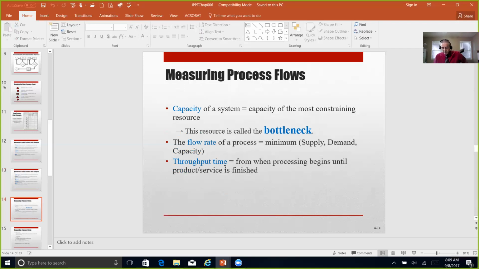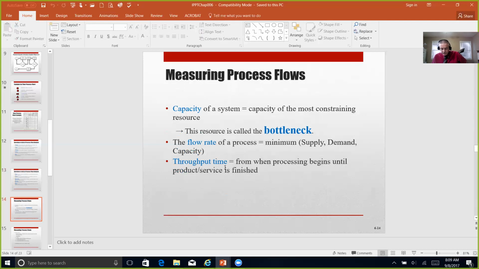And the flow through that bottleneck, when you think about the flow rate, you're looking at the minimum value, whether it's supply, demand, or capacity. And they give us a great example at the bottom of page 123 to run that home.